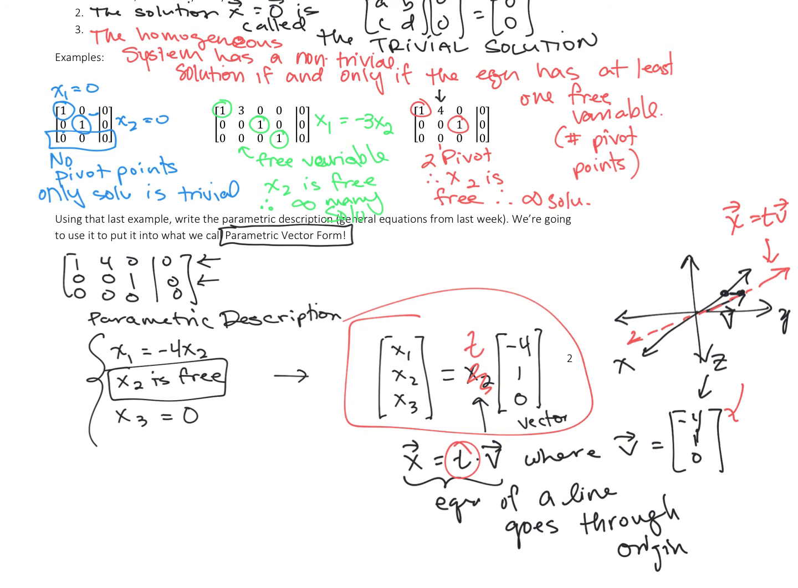Okay, there we go. We were talking about a homogeneous equation here. It was homogeneous because these were all zeros. So this is homogeneous.